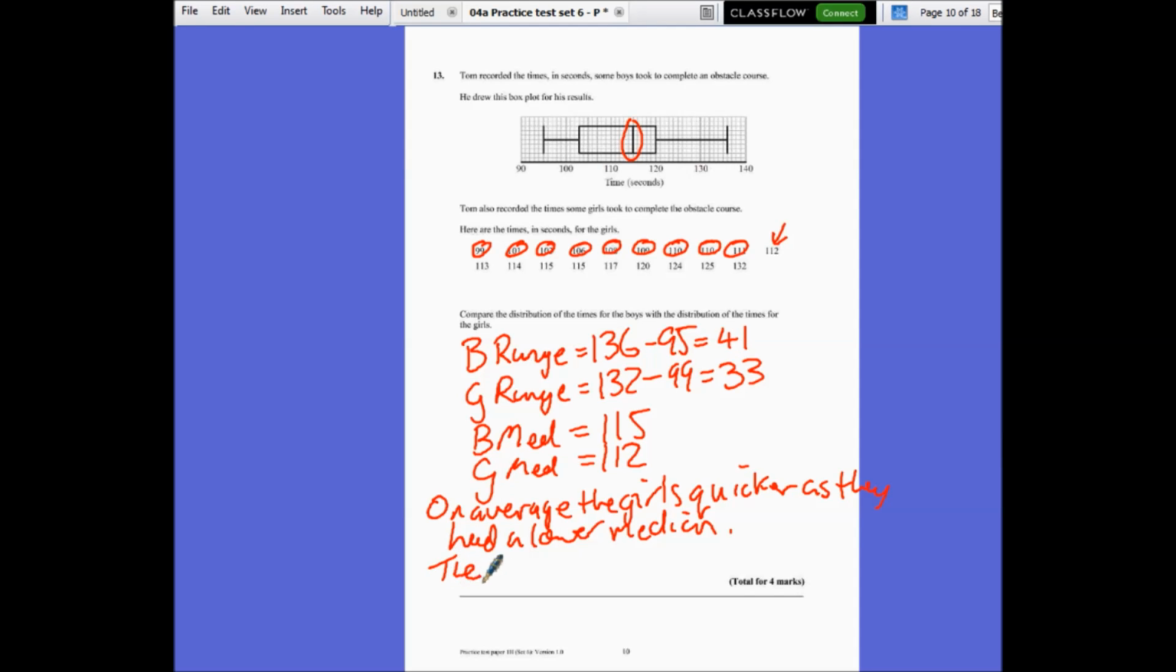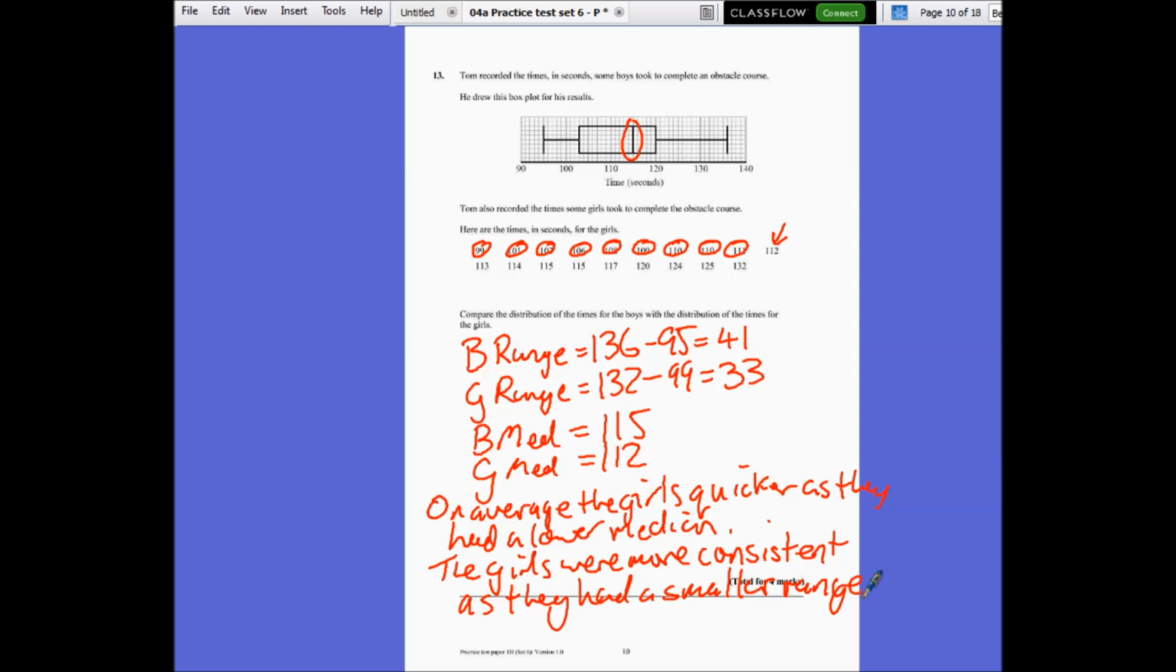So the girls were more consistent as they had a smaller range. When you compare the two distributions, it must always be in context.